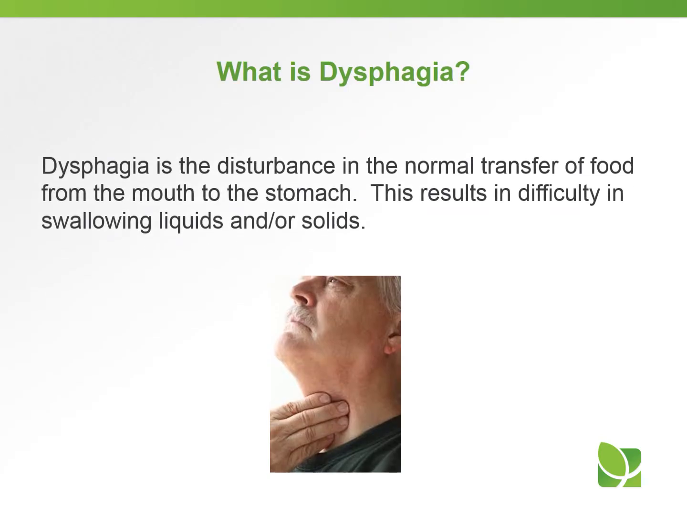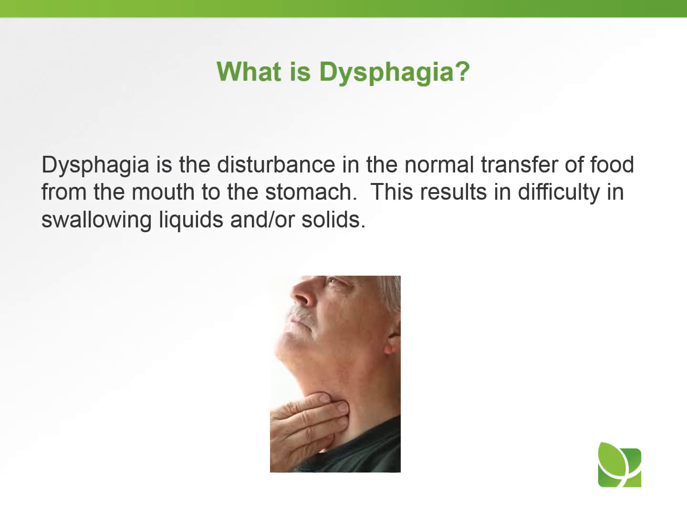So what is dysphagia? Dysphagia is the disturbance in the normal transfer of food from the mouth to the stomach, and that can result in difficulty swallowing liquids and or solids. And remember, we talked about that can be related to a stroke or Parkinson's or Huntington's. It can be a temporary situation, but also could be permanent.